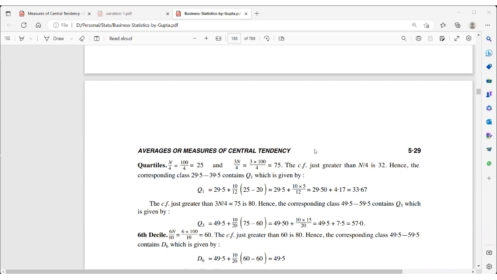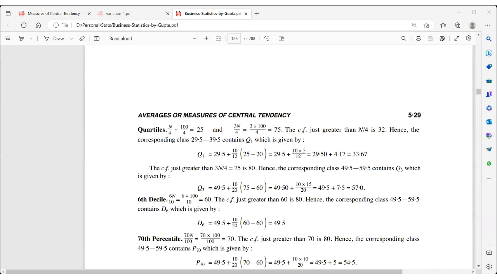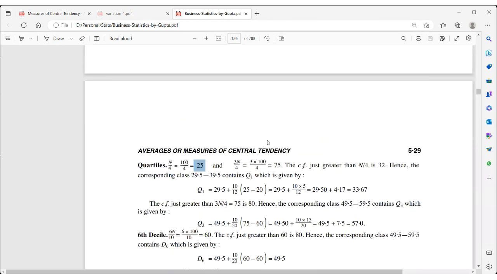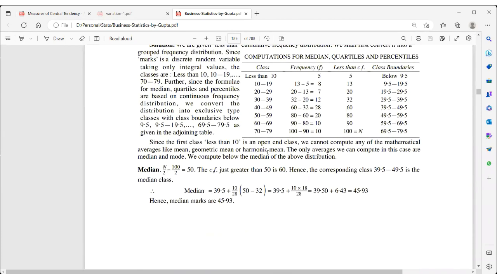Okay. So in the similar way, the quartile is the first 25% of values, right? So we calculate it by n by 4. N is 100 in this case, 100 by 4 is 25. Now look at this graph. N by 4 is 25. In this CF, find the value which is just greater than 25. Just greater than 25 is 32, right? Now this is considered as the quartile class, the first quartile class, Q1 quartile class, right?